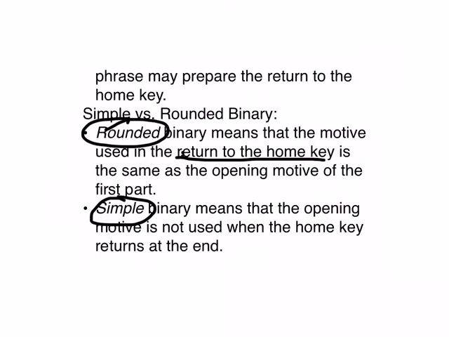To give you an example of a simple binary form, look at the minor key minuet where we just heard the first section. To remind you, the opening theme of that first section goes like this.